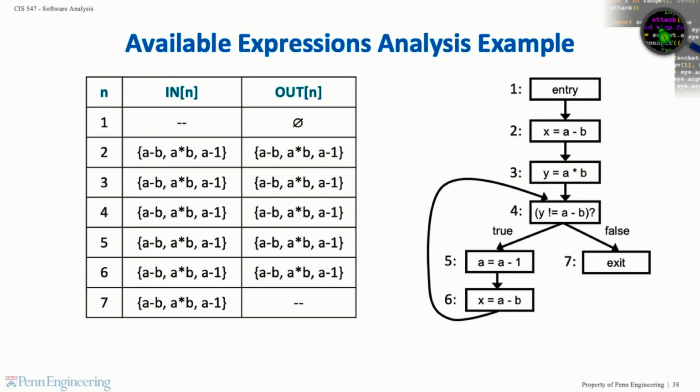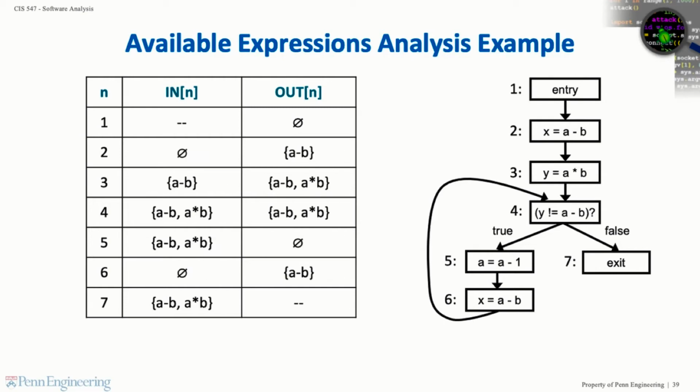Let's walk through an example. Our inset in this case will be any expressions which have been calculated earlier in the code without having the variables in their calculations overwritten. Our outset will be our inset minus any expressions which have a variable that is overwritten by that statement plus any expressions that are generated by that statement. Let's walk through the first three program points.